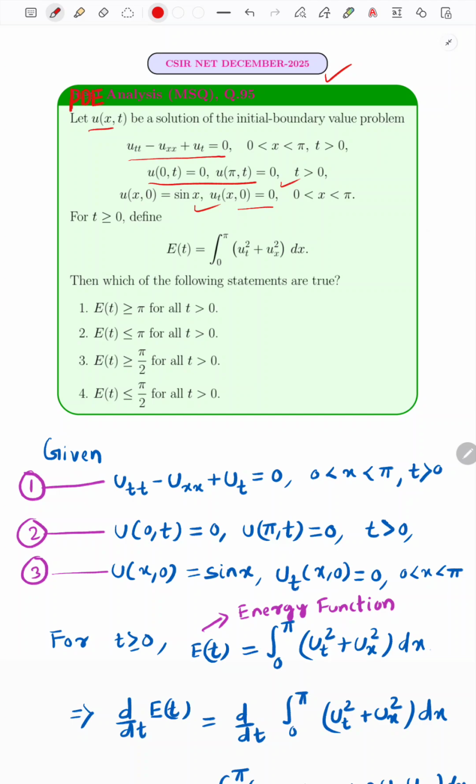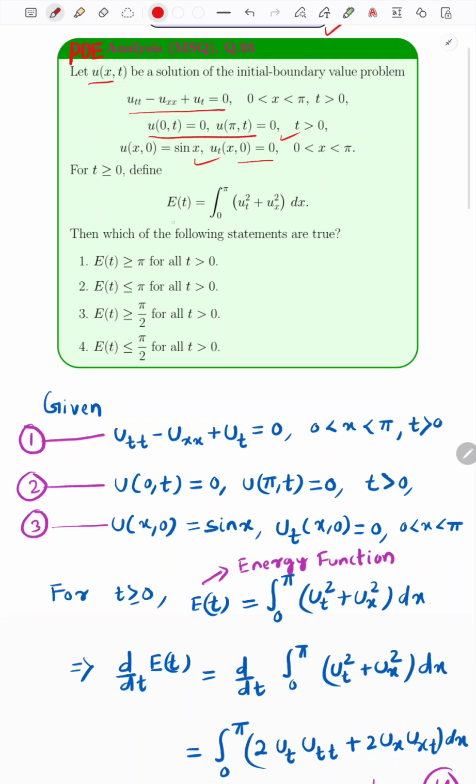The energy function E(t) is defined in this way. Then we have to verify these four options. We have to find the bounds on this energy function, whether it is greater than or equal to pi, less than or equal to pi, greater than or equal to pi by 2, or less than or equal to pi by 2. We have to verify these four things.